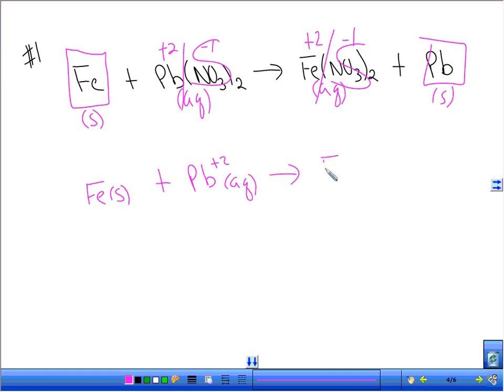It's going to make iron that's not solid, it's actually aqueous, and change it to lead that is solid. This is not a no reaction because something's really happening. This solid is going into solution, and this solution is going into a solid. And that is a single replacement reaction.